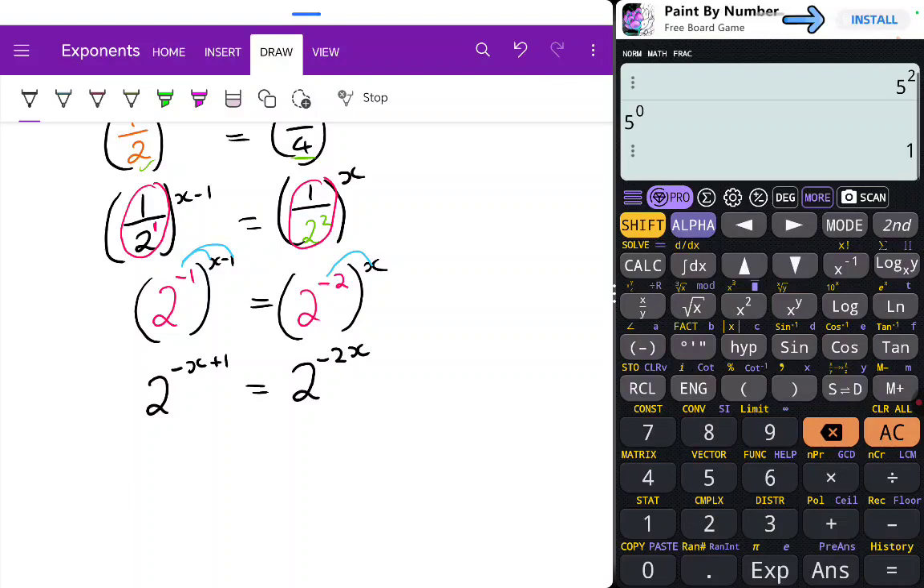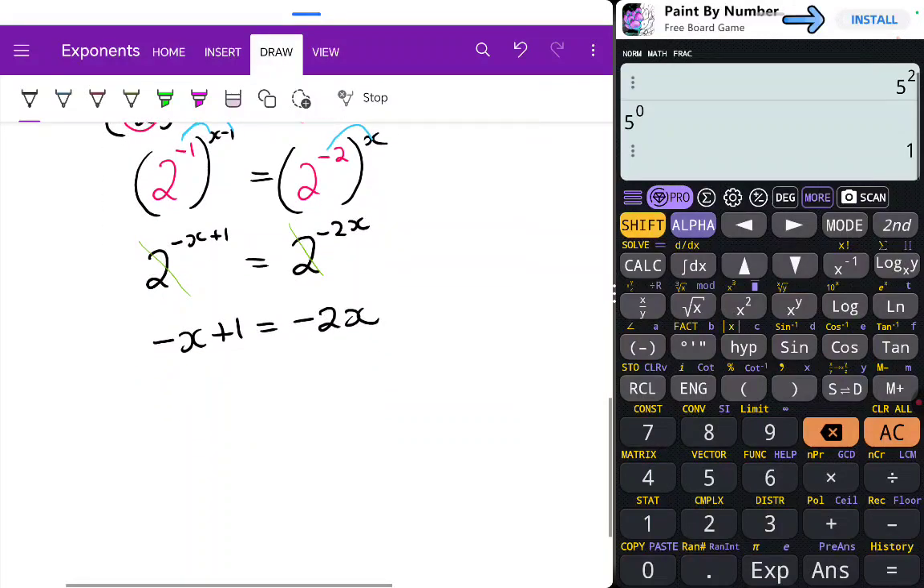You have prime bases. They are identical, same bases. So now you can drop the bases. Hip, hip, hooray. We are going to keep our exponents. Minus x plus 1 is equal to negative 2x. At this point, when you go from here to here, you don't write your exponents as the small superscript anymore. You write it as if they are normal coefficients, big numbers. Okay, so this is a checkpoint.